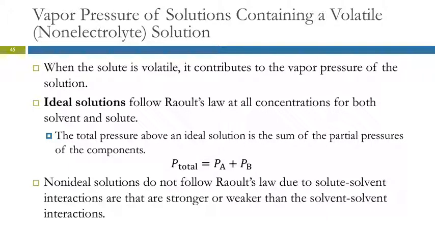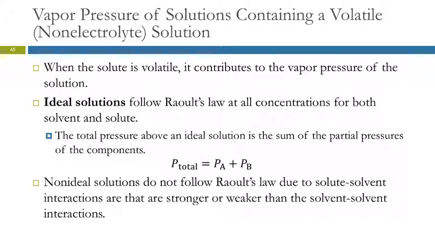So there are some complicating factors with this vapor pressure lowering. If the solute is volatile, do you remember what volatile means? Evaporates easily. If it is volatile, it's going to contribute to the vapor pressure of the solution. If we've got salt and water, salt doesn't evaporate to any significant degree at all. So the only vapor pressure is from the water. But if we have acetone and water mixed together, acetone is a volatile liquid and it'll evaporate as well. And so we get more than one gas as our vapor pressure.